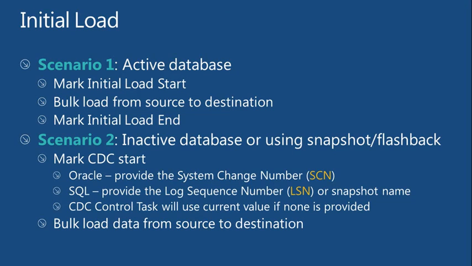The next scenario is where I have an inactive database. And this is probably the safer way of doing an initial load for CDC. Here I'm going to take a snapshot of the database. I'm going to tell it what the LSN is, or it's just going to try to automatically determine what the latest snapshot was, or the LSN was for that snapshot. Using Oracle terminology, this would be the flashback, right, or the system change number, the SCN. In the control task, I'm going to mark CDC start, and then I'm just going to do a bulk load from there. Okay, so those are the two initial load scenarios.